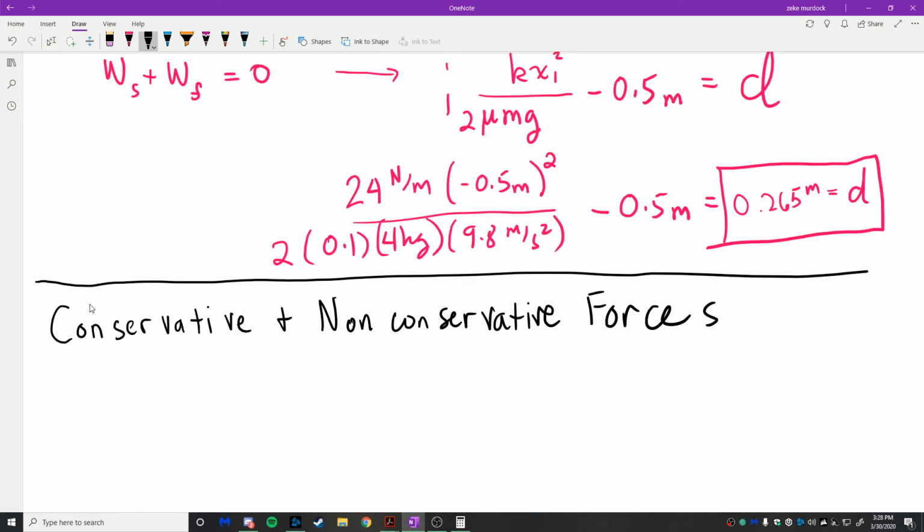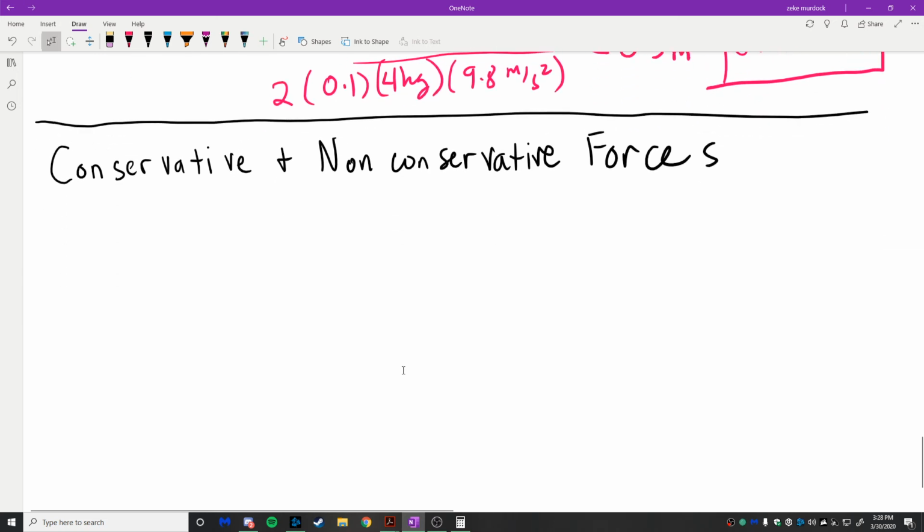So, conservative and non-conservative forces. This is what we want to talk about now. If you've taken some math classes, then you may have talked about conservative and non-conservative fields. Have you guys ever heard that expression before in your math class? Conservative fields? Talking about vector fields maybe or something like that? Okay, this is basically the same concept.